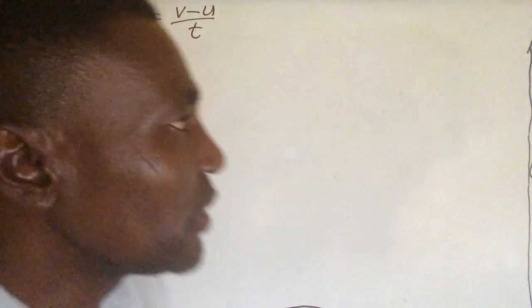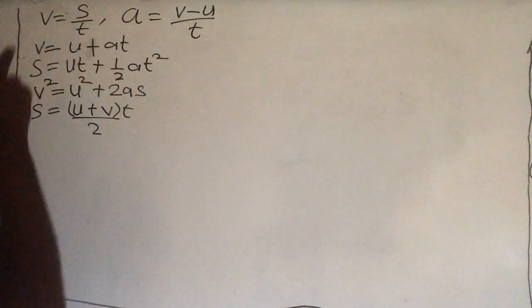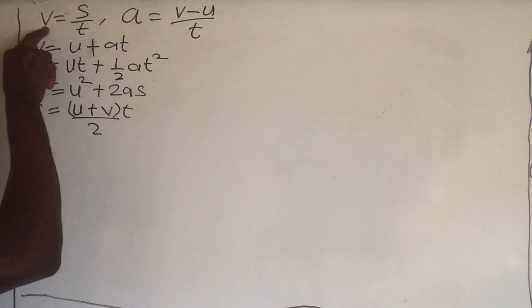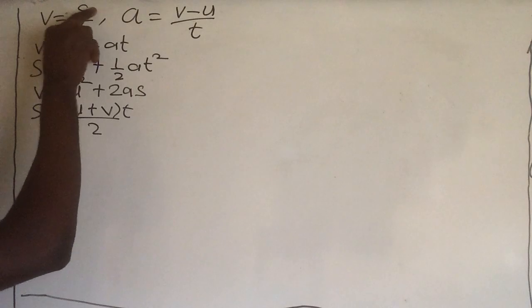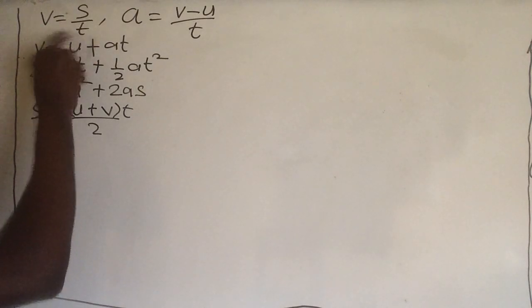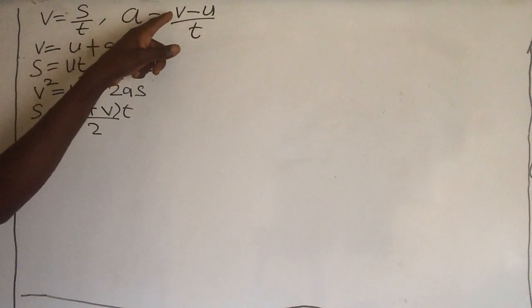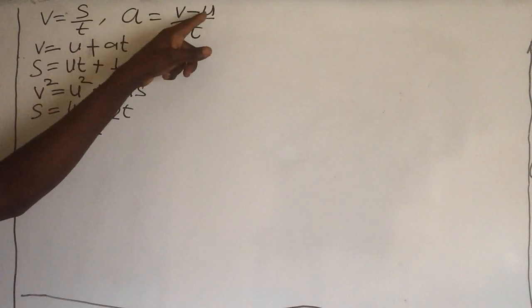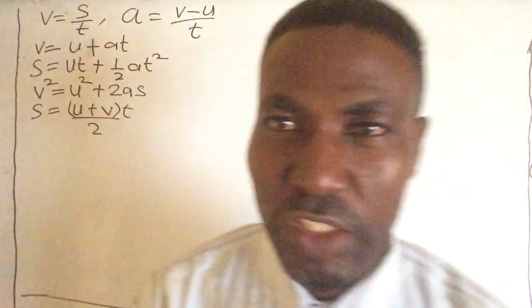Now, from here, we can see that I represent velocity with V, distance with S, and time with T. Here I represent acceleration with A, then I represent final velocity with V, and the initial velocity with U, and time with T.